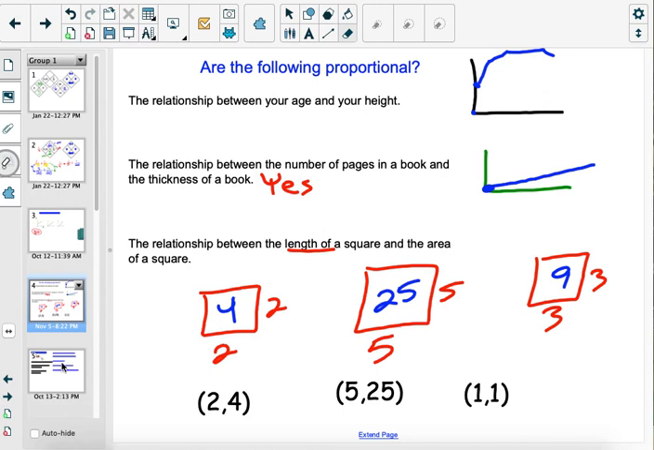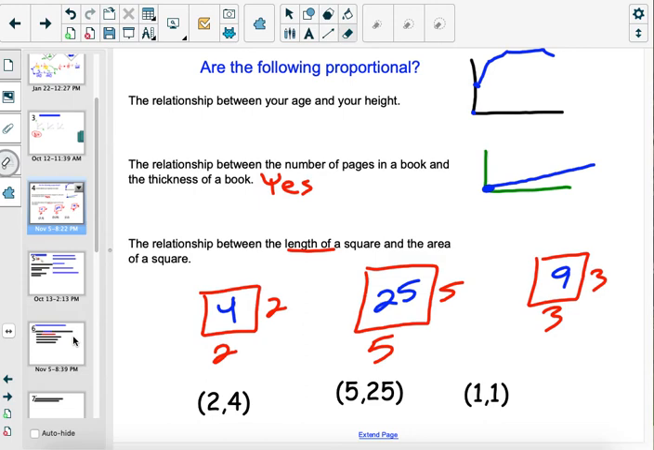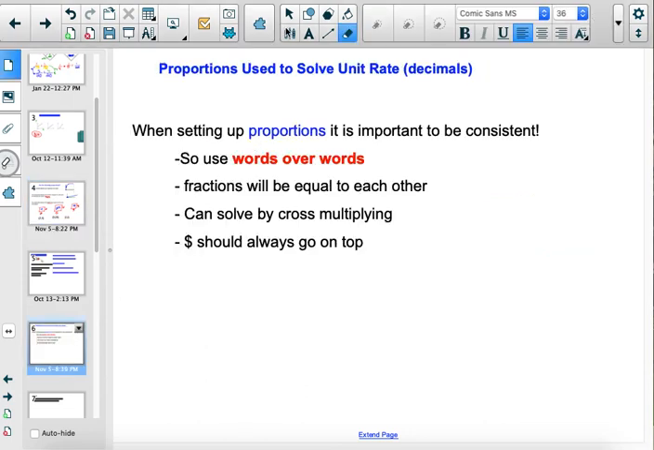Okay. I'm going to skip to notes, which is right here. We're going to use proportions to do something that you already kind of know how to do, unit rate.